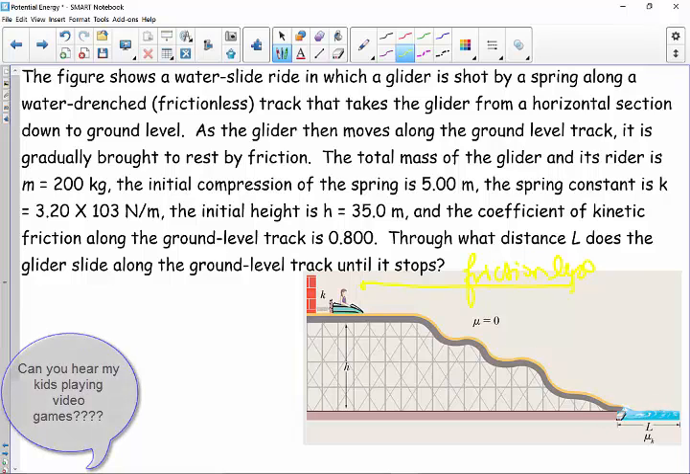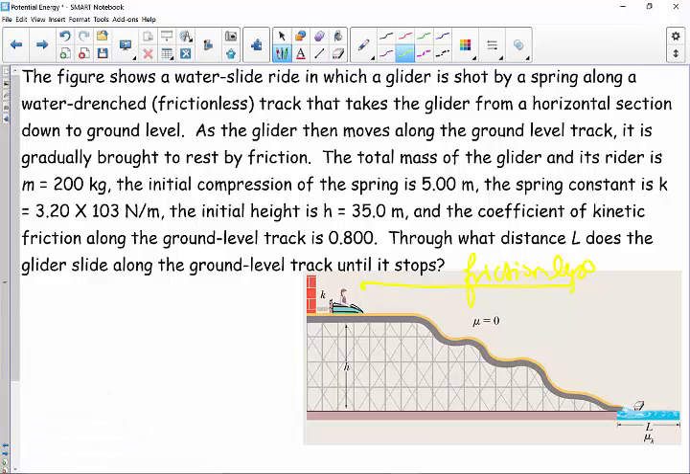It is gradually brought to rest by friction here, okay? So there's probably a lot of drag as well in here, but remember, drag acts just like friction. So as the glider then moves along the ground level track, it is gradually brought to rest by friction. The total mass of the glider and its rider is 200 kilograms. Let's write that down. The initial compression of the spring is 0.5 meters.